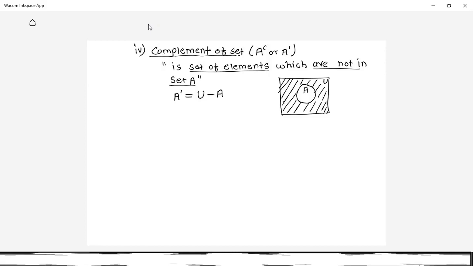So we know the set difference U minus A. According to the difference definition, it should contain only the elements of set U which are not in set A. Hence this shaded portion denotes the A's complement, that is U minus A.